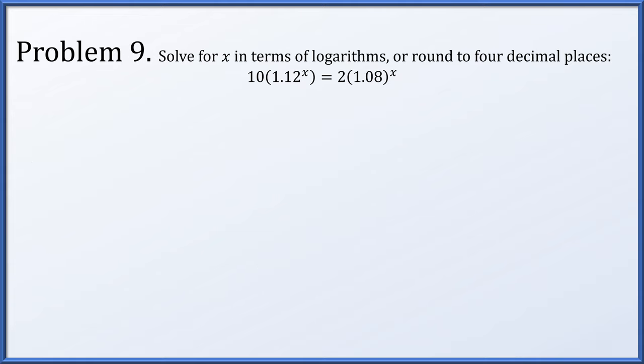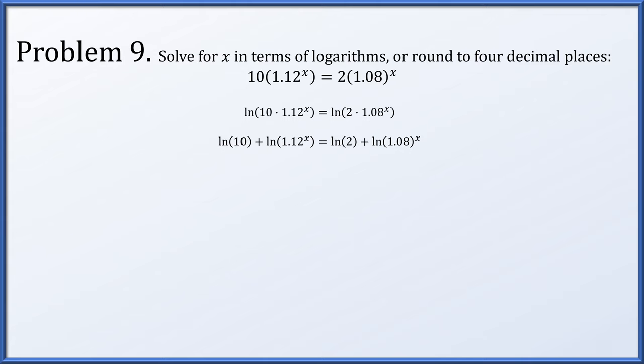Problem 9. Solve for x in terms of logarithms or round to 4 decimal places, and our starting expression is 10 times 1.12 to the x is equal to 2 times 1.08 to the x. So we take logs of both sides because the x is hidden up in the exponent. Remember, however, that what we now have logarithms of are fundamentally products, so we have to use that sum rule first.